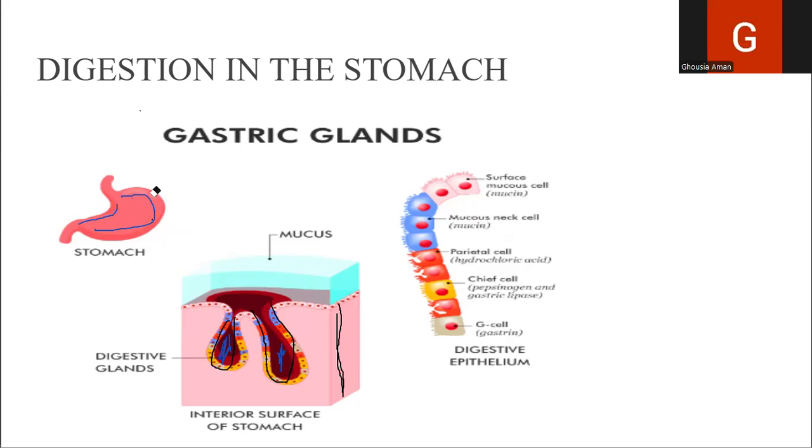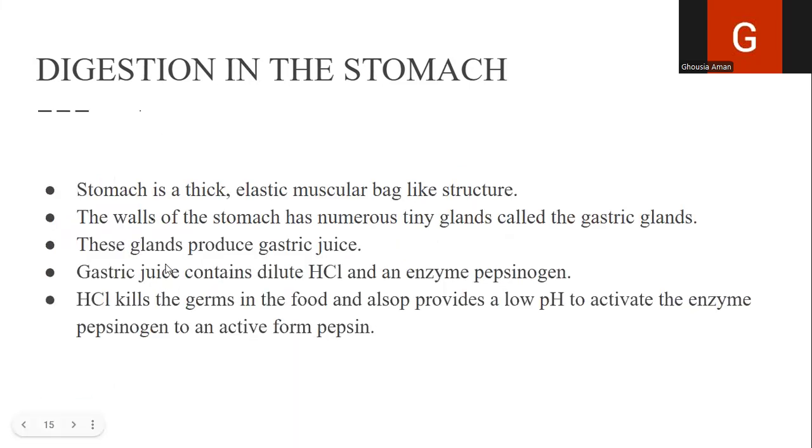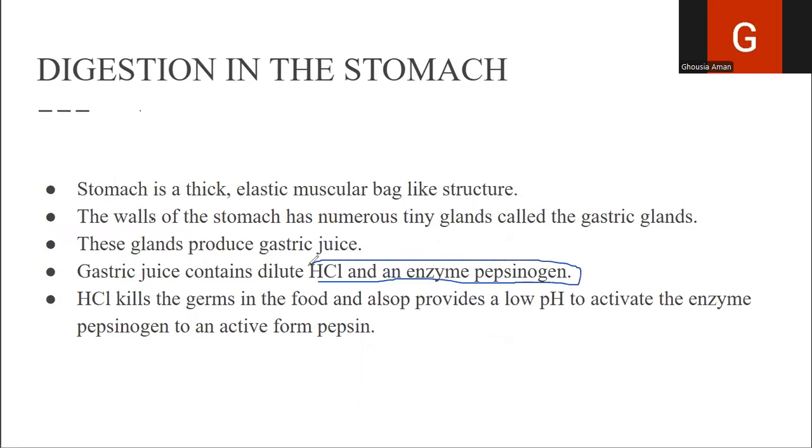So what is the function of gastric juice? This gastric juice contains hydrochloric acid and an enzyme, pepsinogen. Hydrochloric acid is killing the germs in our food, and it is also helping the pepsinogen enzyme to become activated into pepsin. Pepsinogen is an inactive form and pepsin is the active form.